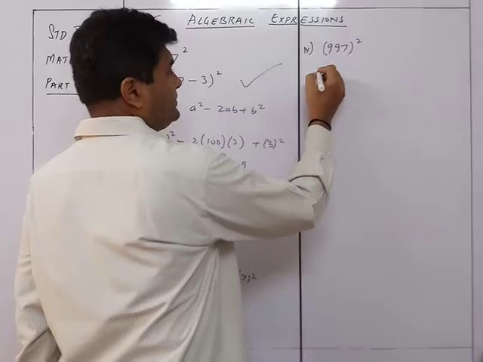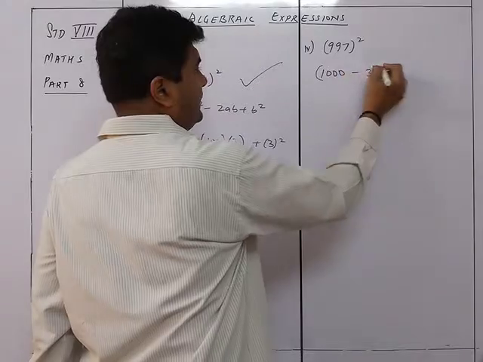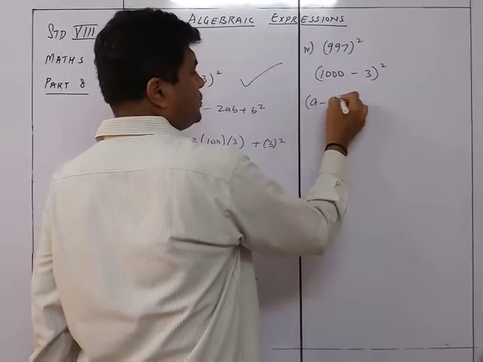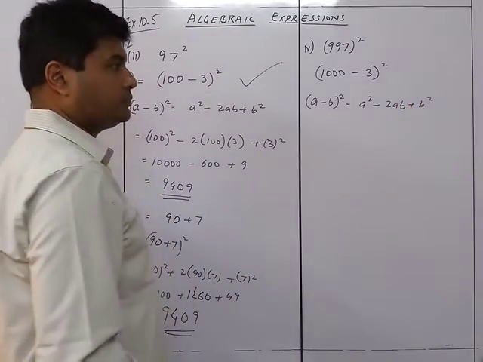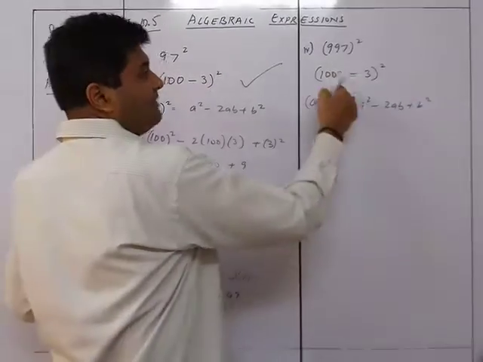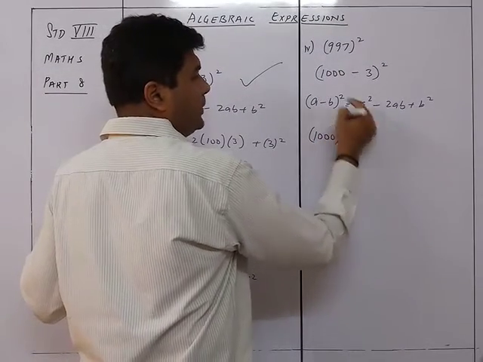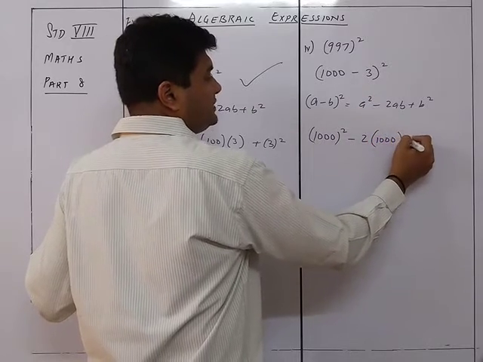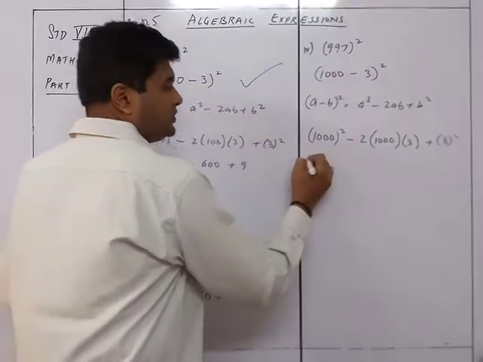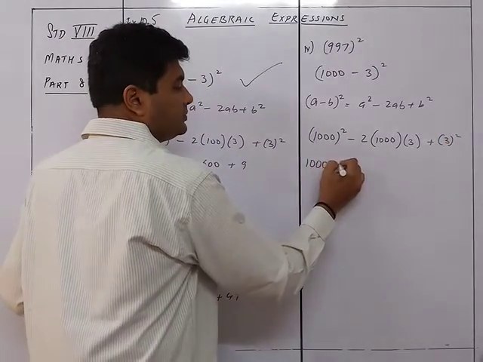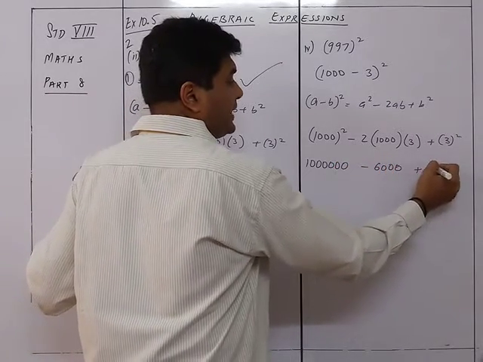Again the same way we are going to say it as 1000 minus 3 the whole square. So it is a minus b the whole square is equals to a square minus 2ab plus b square. So what is a? A ka value is 1000. So it is 1000 the whole square minus 2 into a ka value is 1000. B ka value is 3 plus 3 the whole square. So this gives you 1 and 6 zeros minus 6000 plus 9.